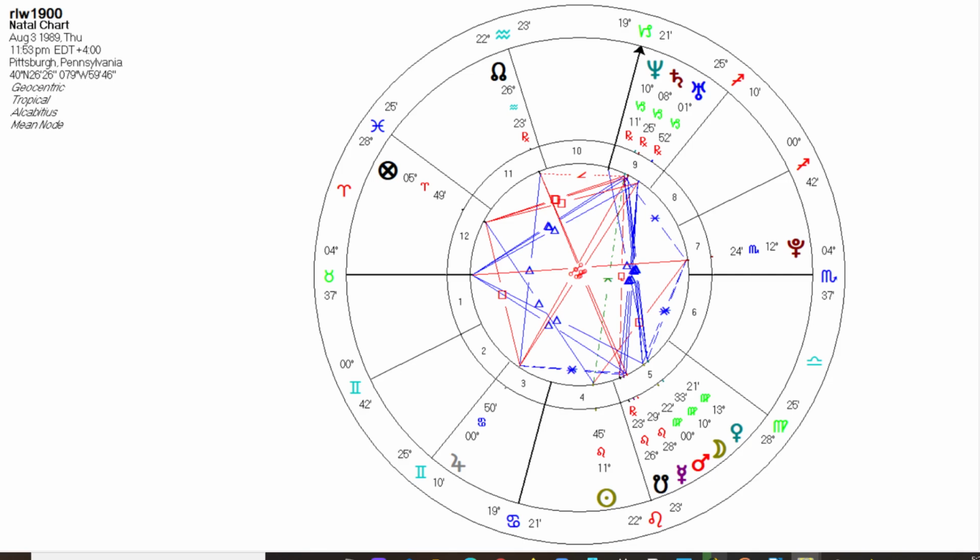Let's go to another chart and go down the line. RLW 1900. I'm just making sure everybody can see it. That's why I keep clicking on it.